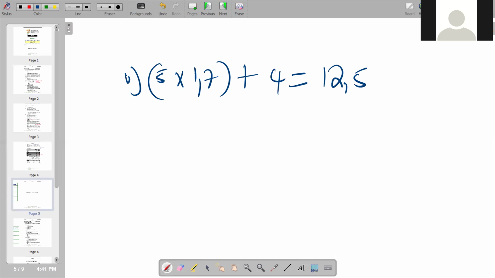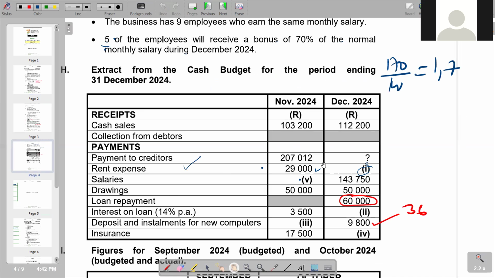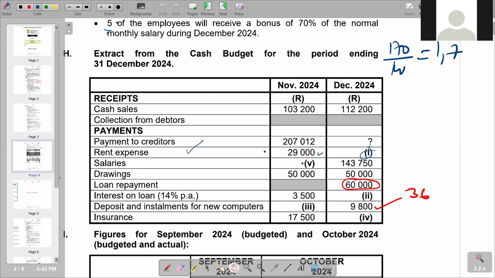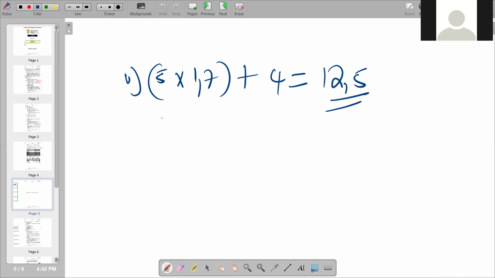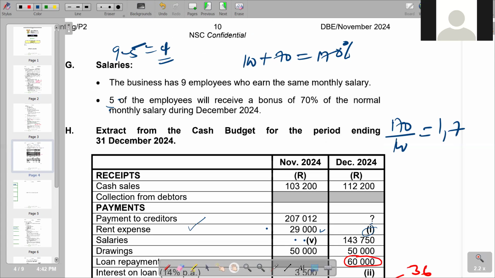So 12.5 indicates the salary for December with bonuses, because here it reads 5 of the employees will receive a bonus of 70% of the normal salary during December. So that 12.5 that we have calculated is indicating salary for December, which is 143,750. So we are saying 143,750 rands is equal to 12.5. So the normal one that we want to calculate for November, the salary for November does not have any bonus. So it's going to be normal without the 70%.